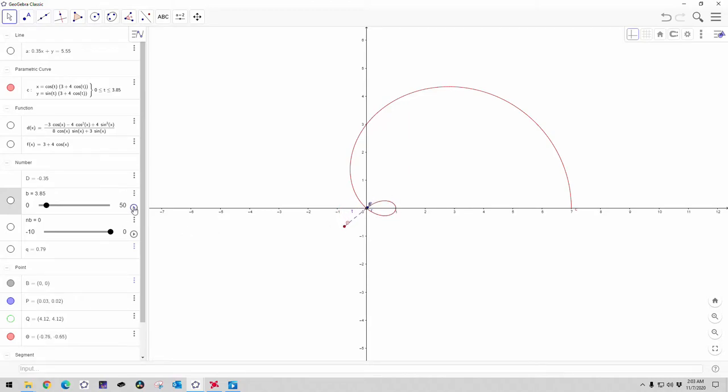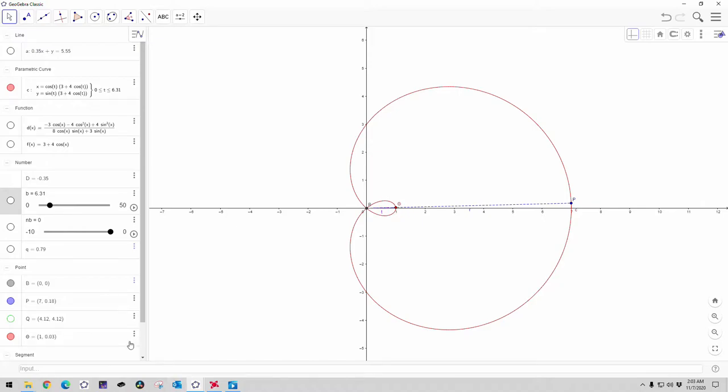Notice the inner loop then ends at the 3.86-ish here. Let it go around again. Pretty close. Yeah, you can see it, the 3.86 is where it ended. And then, of course, it goes back around for the rest of the cycle. Okay, so that's the area that we computed right there.